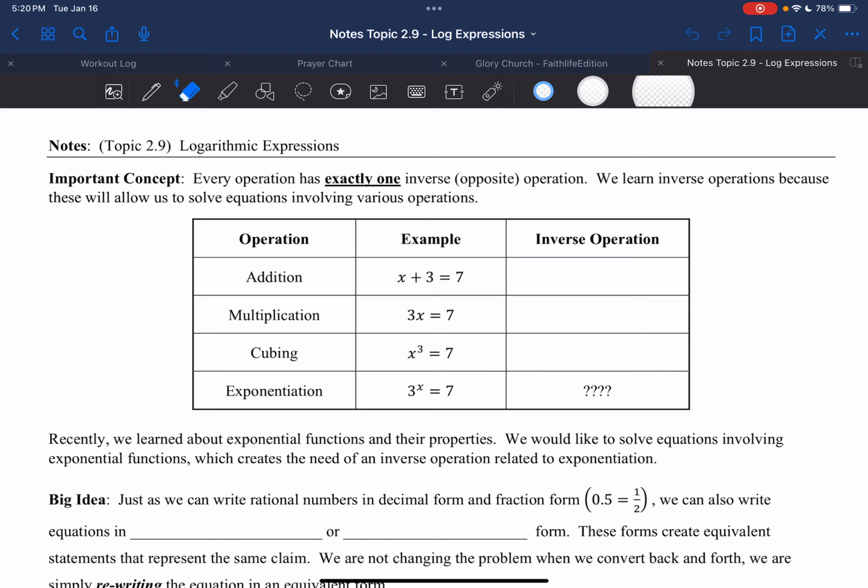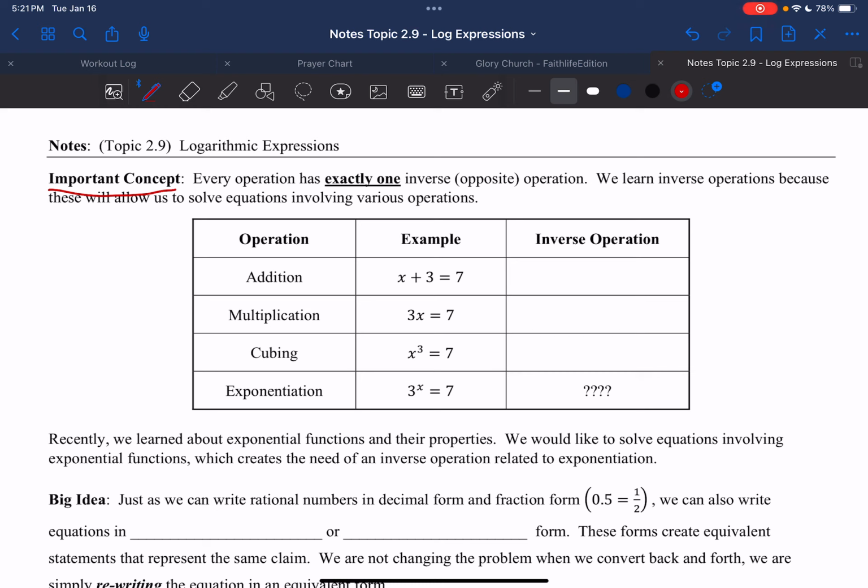So let's get started. We're working with logarithmic expressions today. This might be a new concept for some of you. Maybe you've seen it before, but the important concept we were working with just previous to this was inverses. The important concept is that every operation has exactly one inverse operation. We learned inverse operations because they allow us to solve equations using various operations.